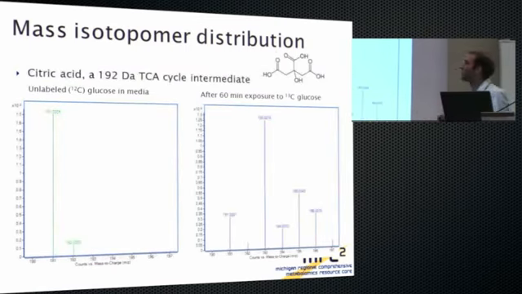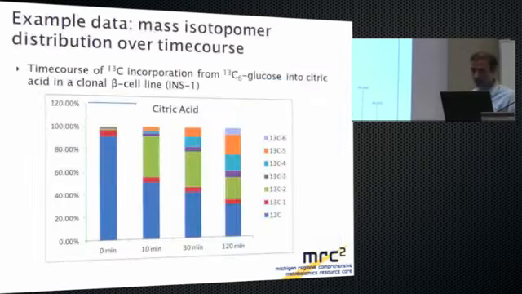Let's look at citric acid, a TCA cycle intermediate. Well, at time 0, we have, again, a single peak effectively, aside from the natural abundance, of citric acid at the unlabeled mass. After 60 minutes exposure, we still see some of that unlabeled citrate, but we now see a distribution of different isotopes up to 197 Daltons, which would be fully labeled 6-carbon labeled citrate. So at various different time points, we can see various different levels of labeling, and this is what that looks like.